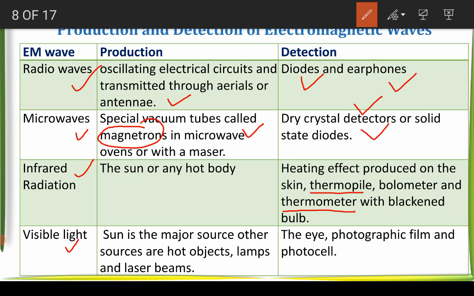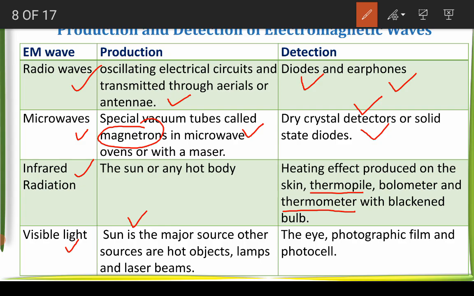Another one is visible light. Visible light comes from the sun. The sun is the main source, apart from hot objects, lamps, and laser beams. During the daytime, you receive light from the sun, and that light is the one which enables us to see things. It enables us to see each other, to appreciate the world around us, and all that. When it is night, that light is gone, and you can no longer see.